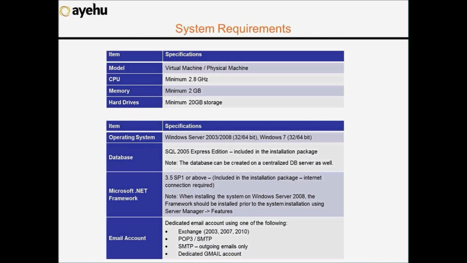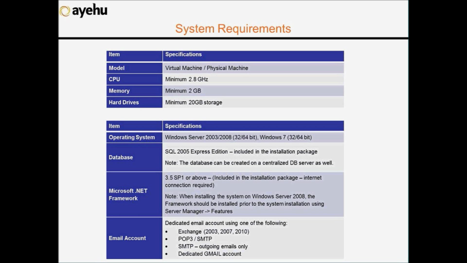Now, regarding the system requirements, you can see it right here. First of all, eyeShare can be downloaded from a website. You can get a 30-day trial version on the website. The system can be installed on a virtual machine or a physical machine with a minimum of 2 GB memory and 20 GB storage. The operating system should be Windows Server 2003 or 2008.